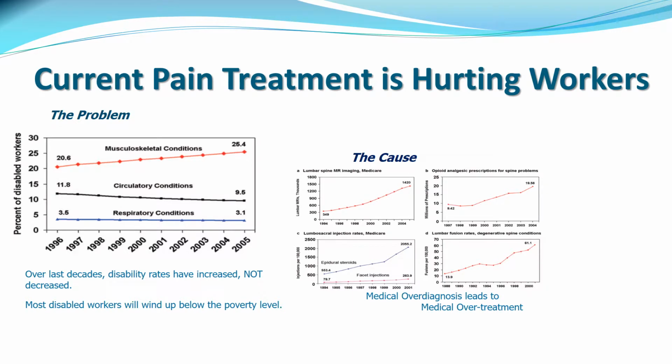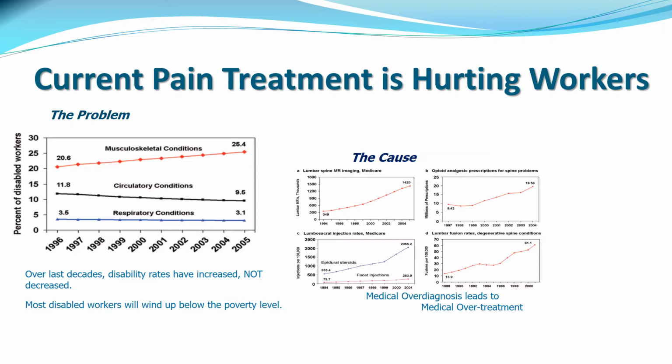The sad fact is that current medical pain care is failing the American patient and American society. This slide depicts national trends from 1996 through 2005, which demonstrate that more Americans are becoming disabled due to medical overdiagnosis and overtreatment. Since 2005, the problem has become worse, with more disability and death.